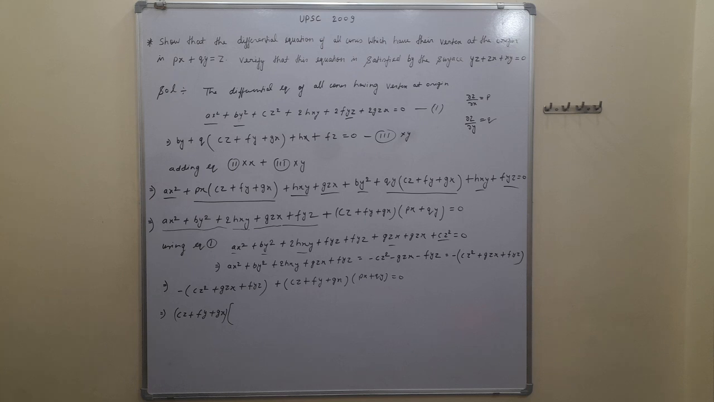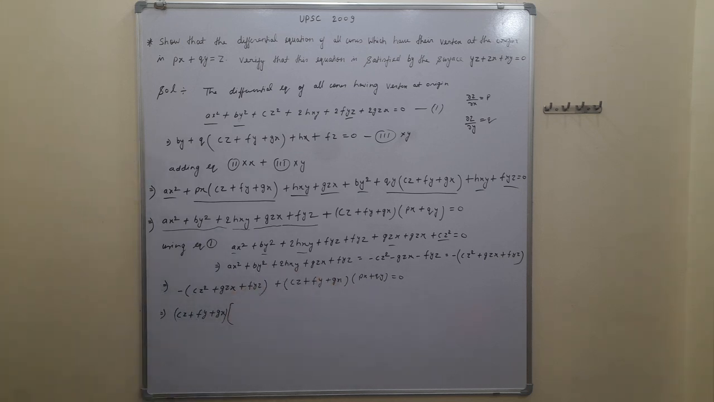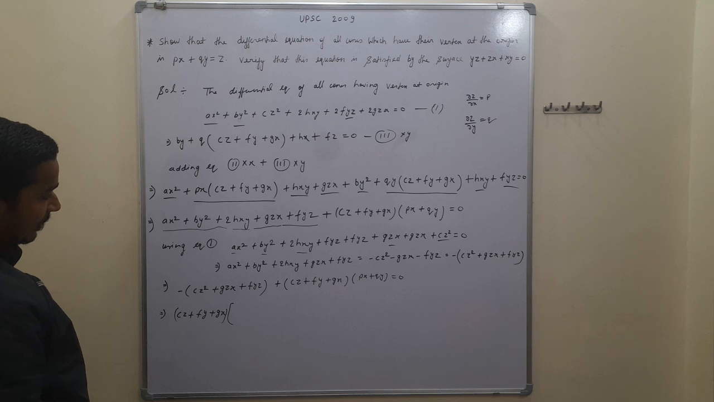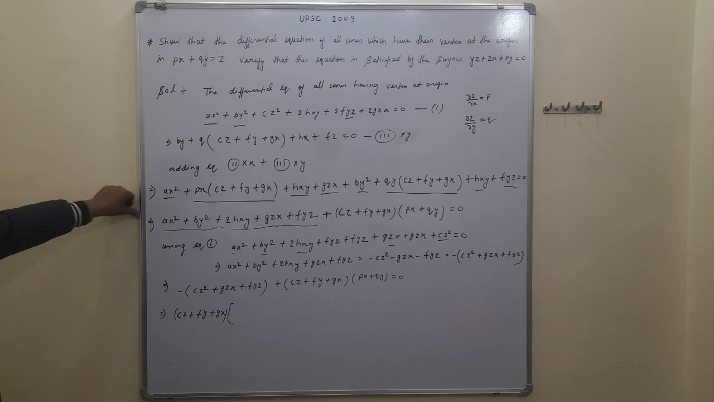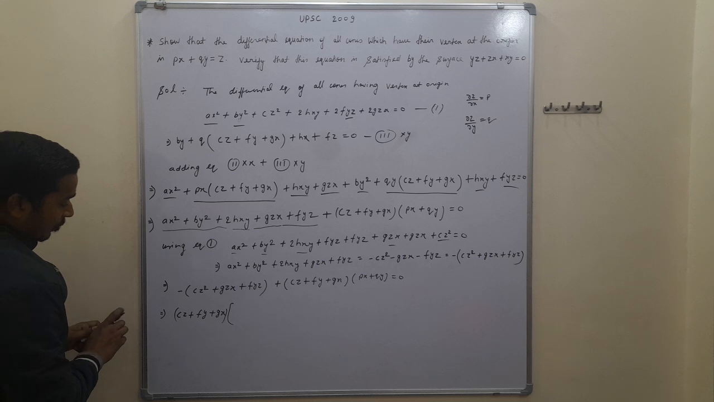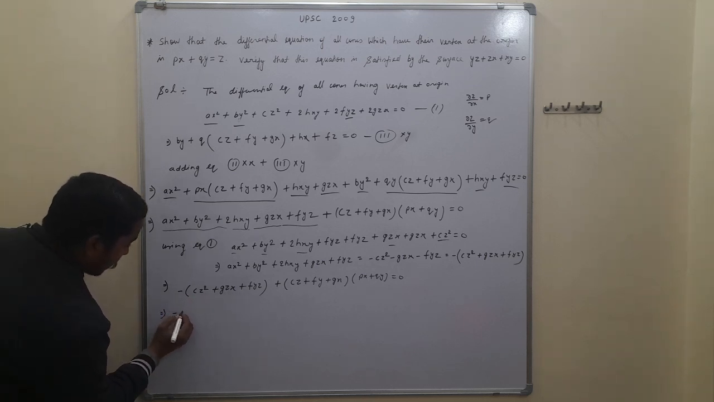Once again, when we take common cz plus fy plus gx, the remaining is z. Once again we can also take common from here, that is z.